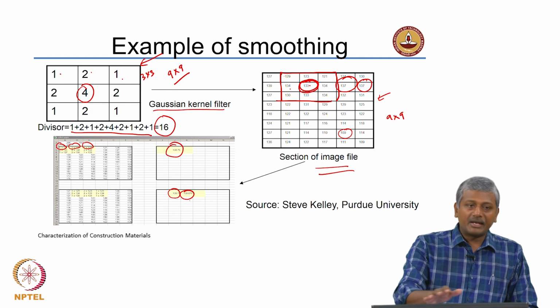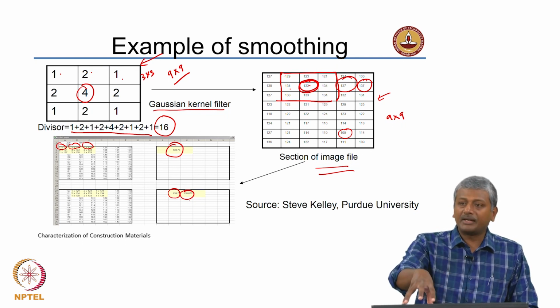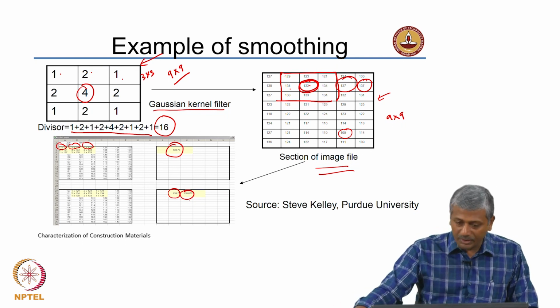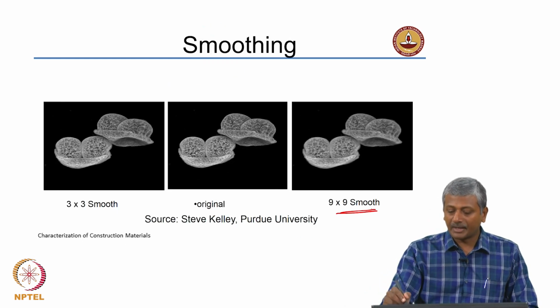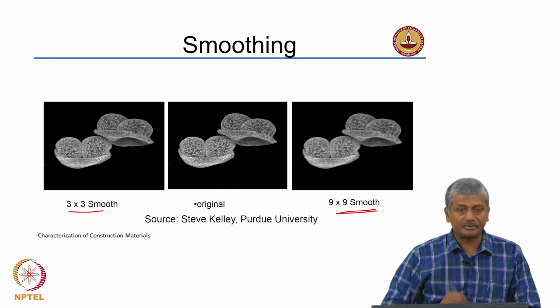In the case of a 9 by 9 matrix, instead of a 3 by 3, the operating kernel will be a 9 by 9 size. So, what do you think will happen as a result of this? The extent of smoothing that you get is much more than what you get with a 3 by 3.